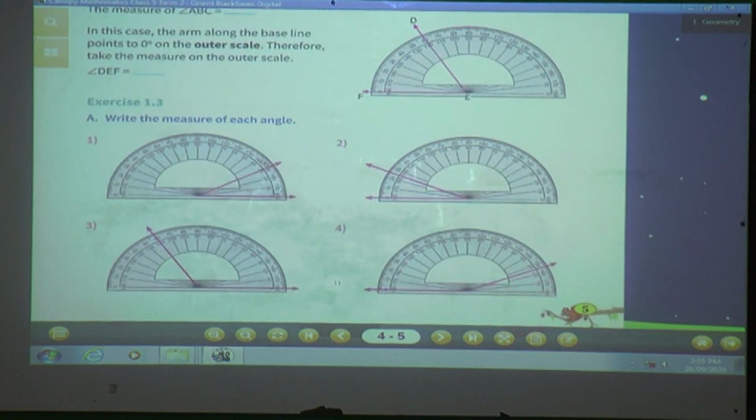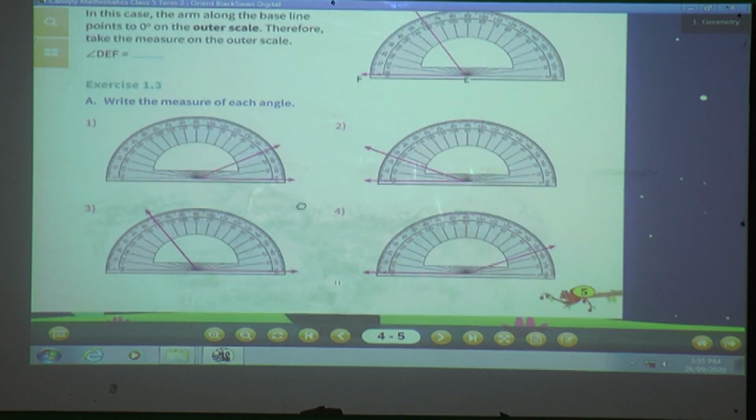See students, write the measure of each angle. Exercise 1.3, write the measure of each angle. First one, see, they have given here some figures. Here the arrow is on the right side. Here are two rays making an angle. So the arrow is on the right side, so we should measure it by the inner scale.